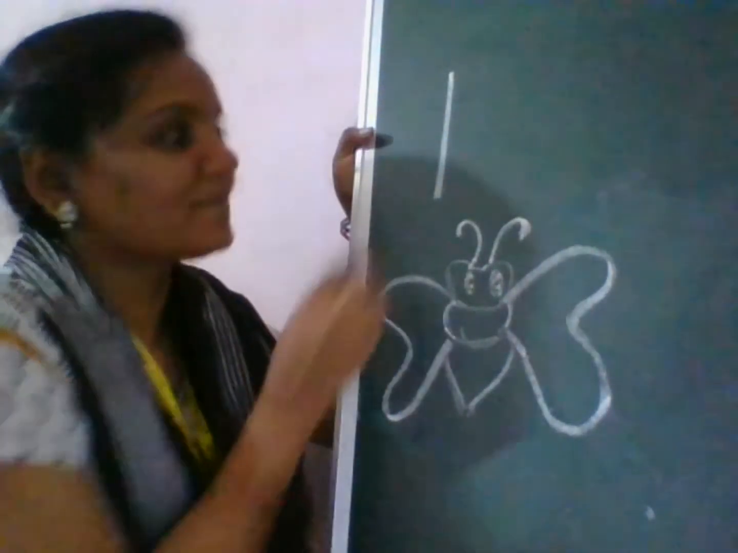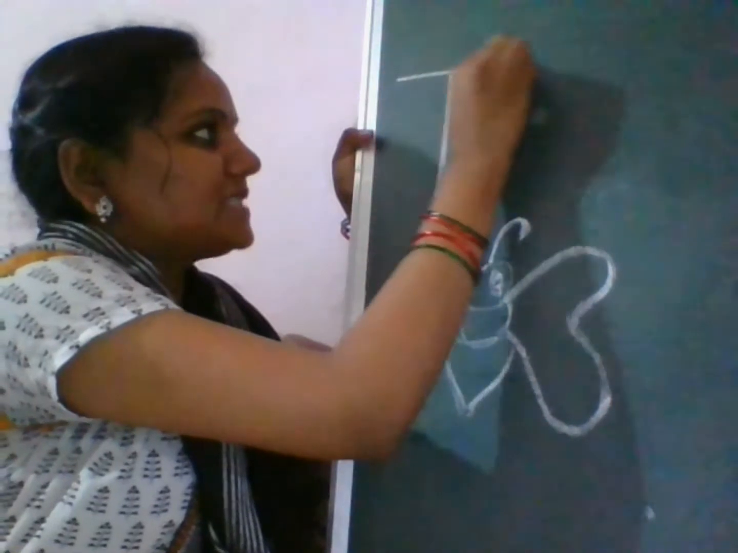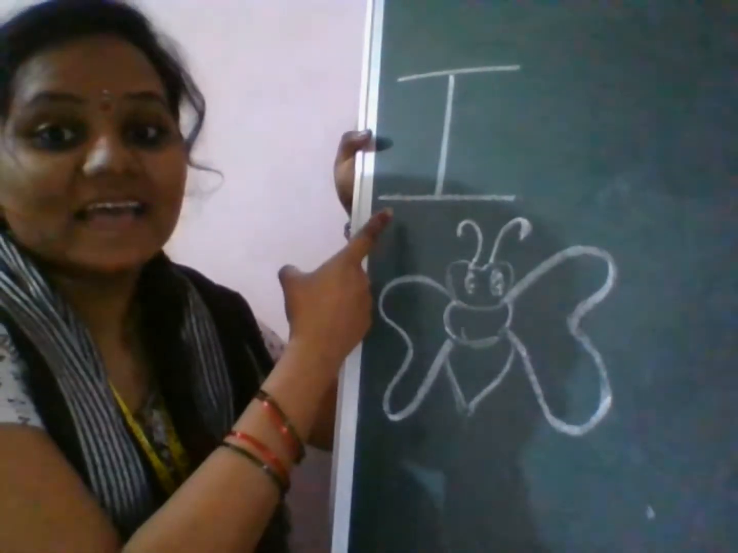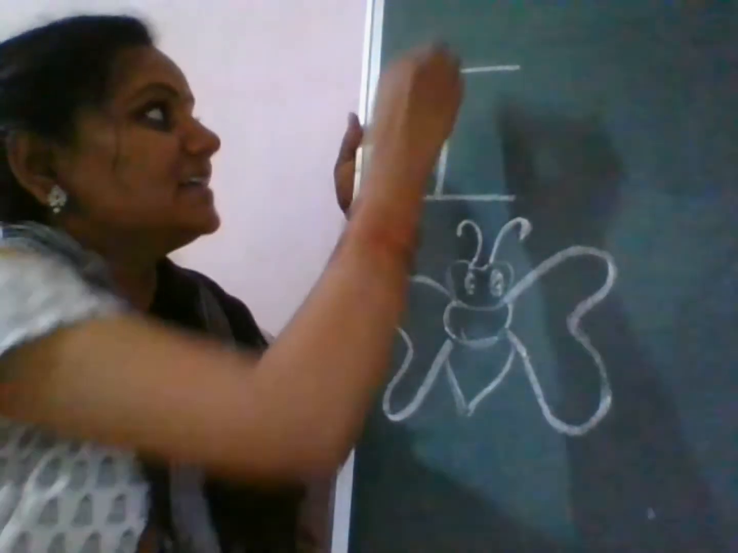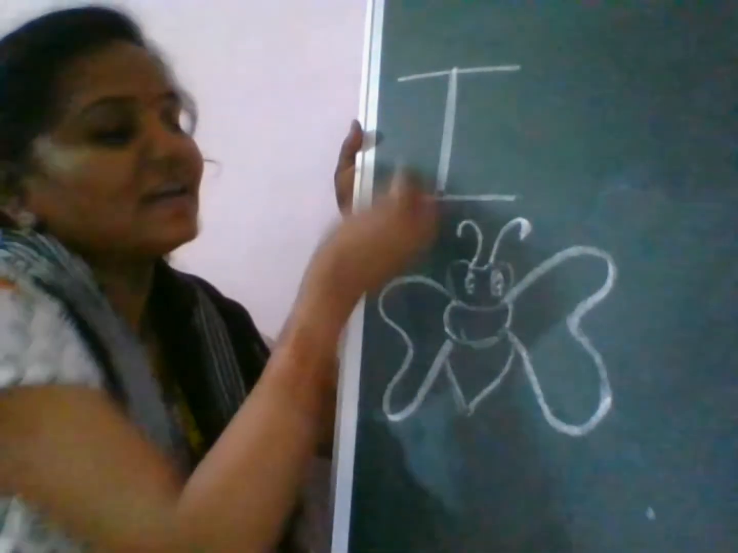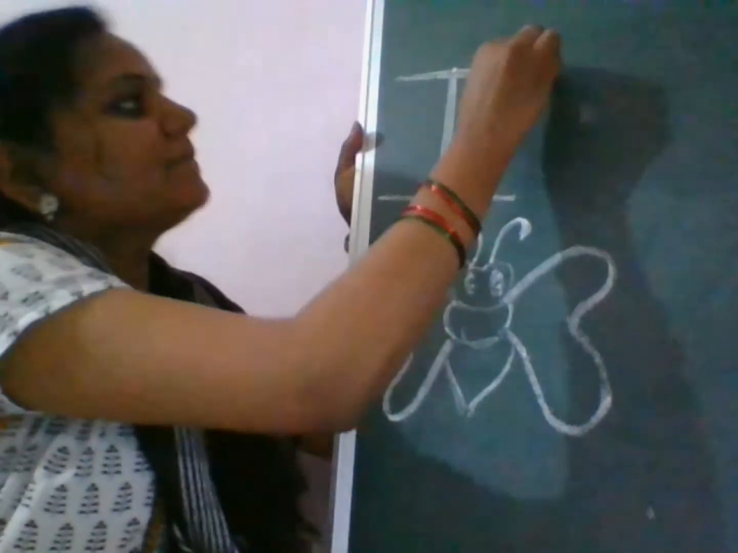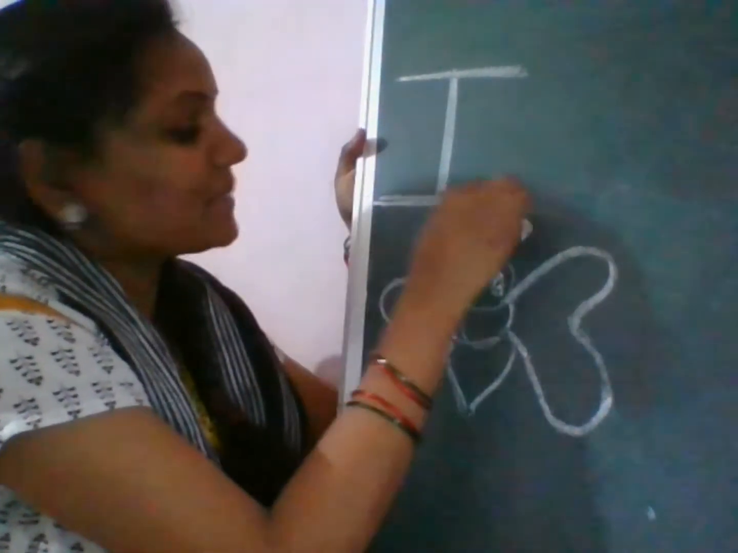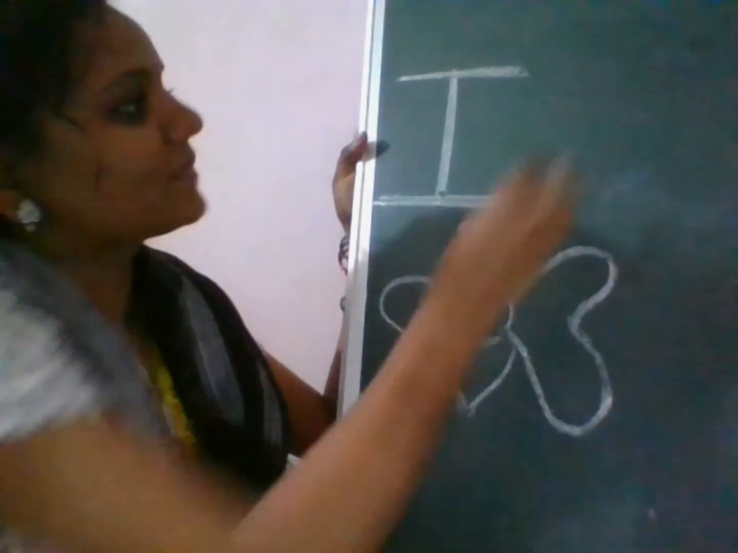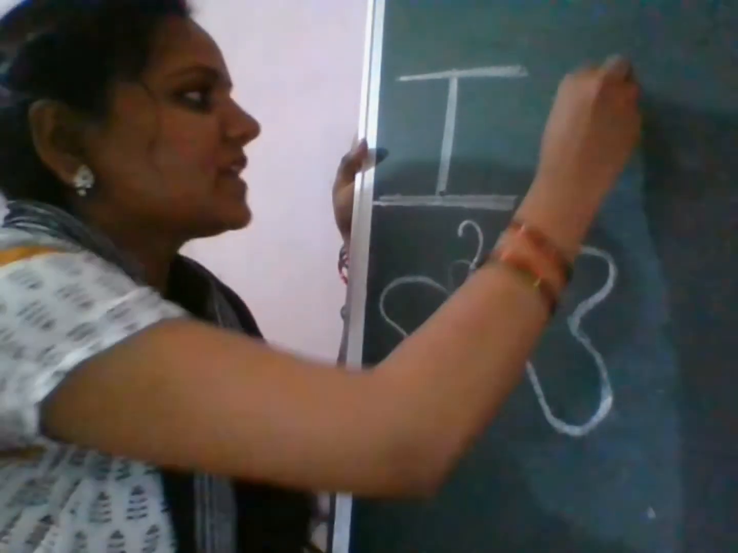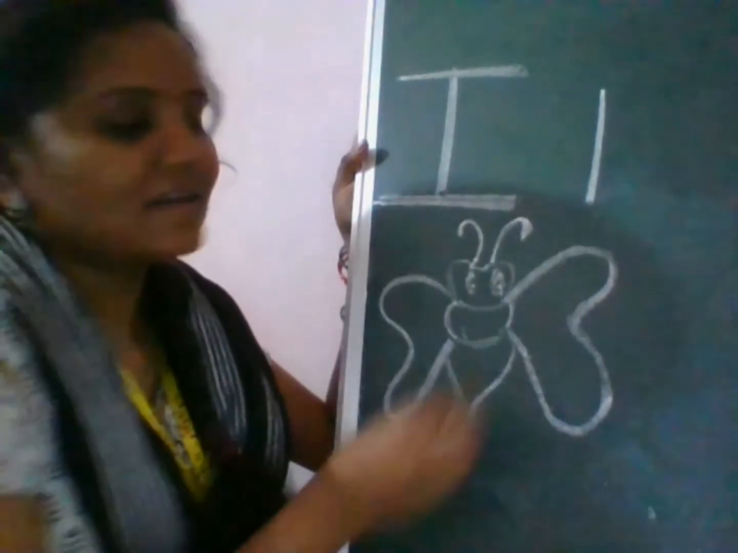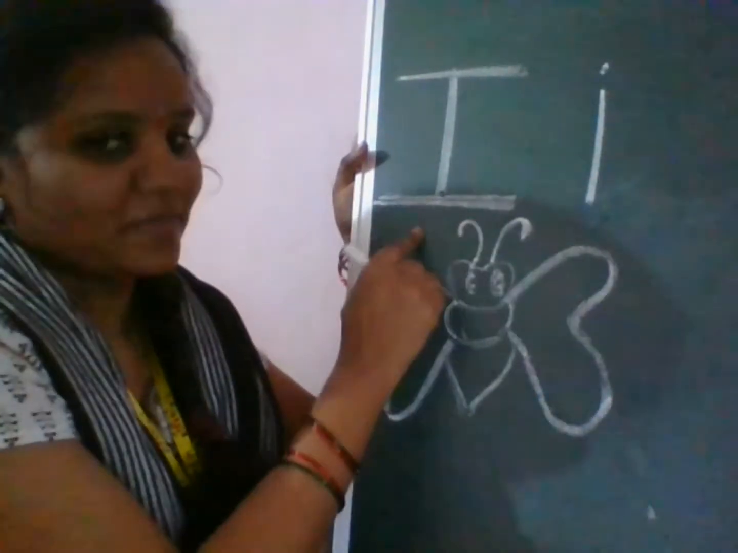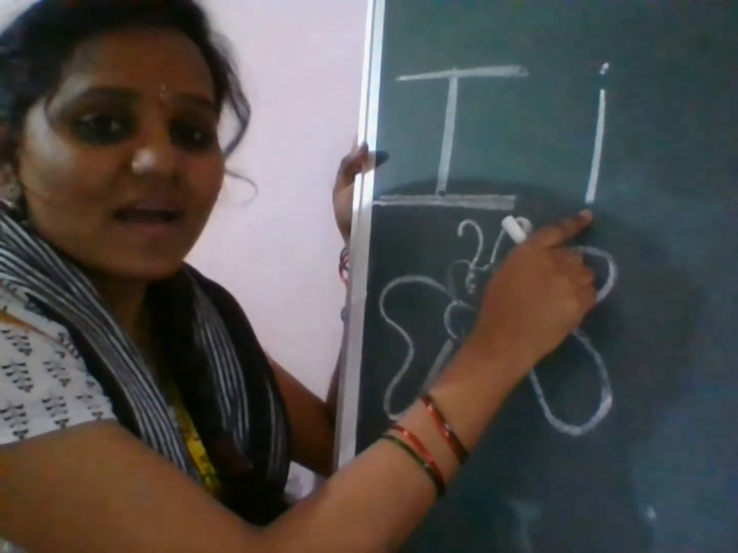Standing line, up sleeping line, down sleeping line. This is capital I. Standing line, up sleeping line, down sleeping line. Capital I. Now, small I: small line, standing line, one dot. Small I. Capital I, small I.